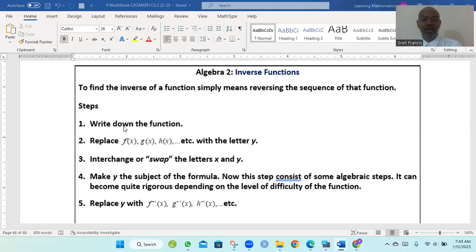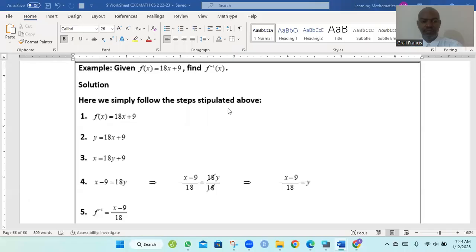Recall that step number 1 says to write down the function. So we are going to do that. The function is f of x is equal to 18x plus 9. So you write this down. Step number 1, f of x is equal to 18x plus 9. So please write this down. This is the commencement of the solution.